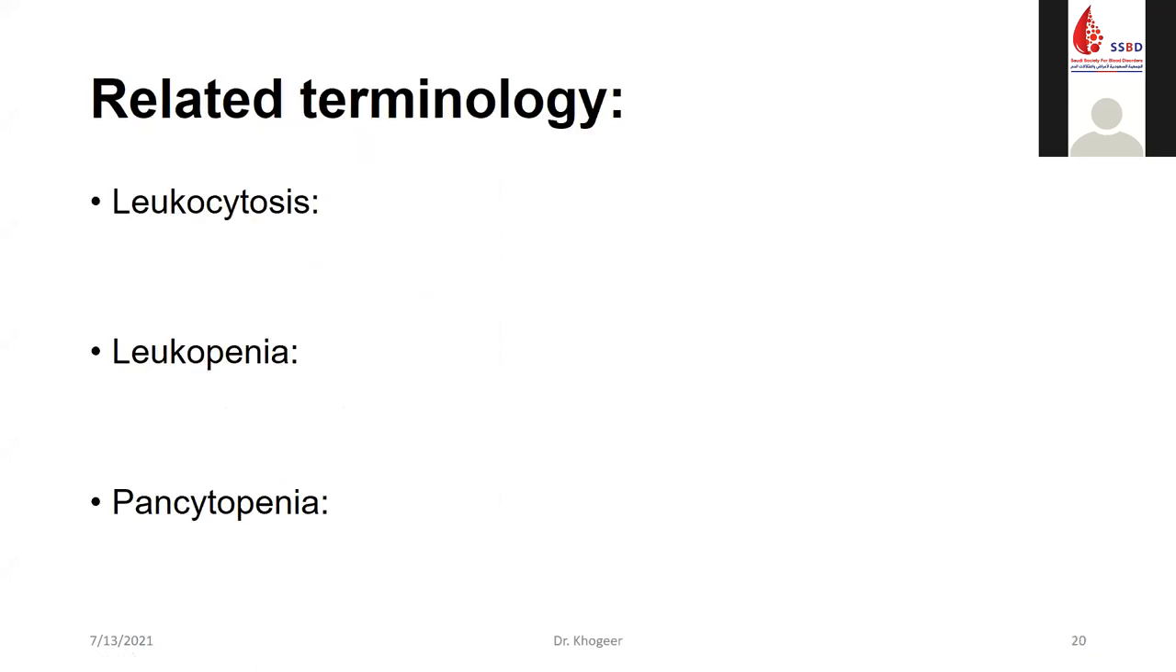And these are some important related terminology that we use when we deal with quantitative white blood cell disorders. Leukocytosis is simply defined as a leukocyte count above the normal range. Leukopenia, again, is defined as a white blood cell count less than the normal reference range. And pancytopenia is the term given when there is a decrease in all the other cell types also.